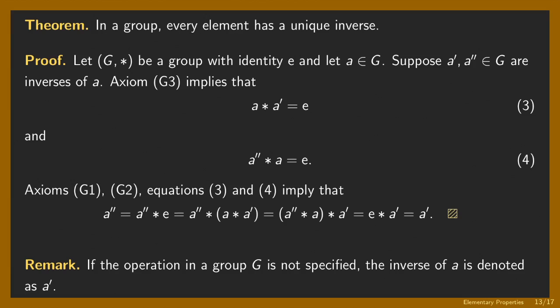So in our case, if the operation in the group is not specified, the inverse of A will be denoted by A prime. But for example, if we're working on the group of integers, the operation there is addition, so the inverse will be denoted, we will stick with the convention, minus A. If we're doing it in the set of non-zero real numbers under multiplication, the inverse will be A to the minus 1. So it depends on the situation. But for the generic case, we should be adopting the prime notation, unless otherwise stated.